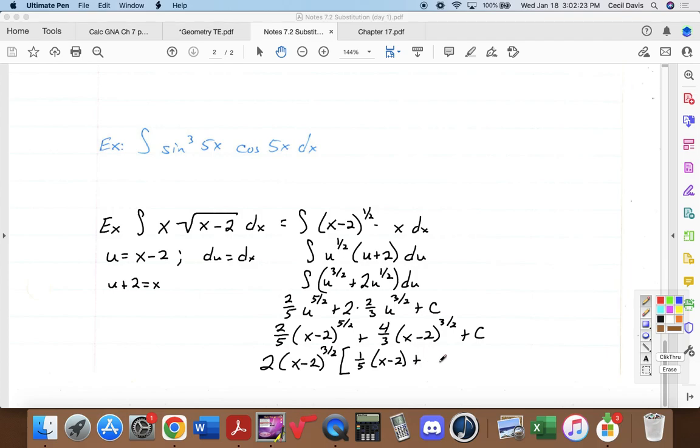Plus, here I'm just left with 2/3. And then typically they'll go ahead and distribute and collect up the like terms. So this would be times 1/5 x. So you have negative 2/5 plus 2/3. Wow, that's really, really messy. Negative 2/5 plus 2/3 is 4/15.